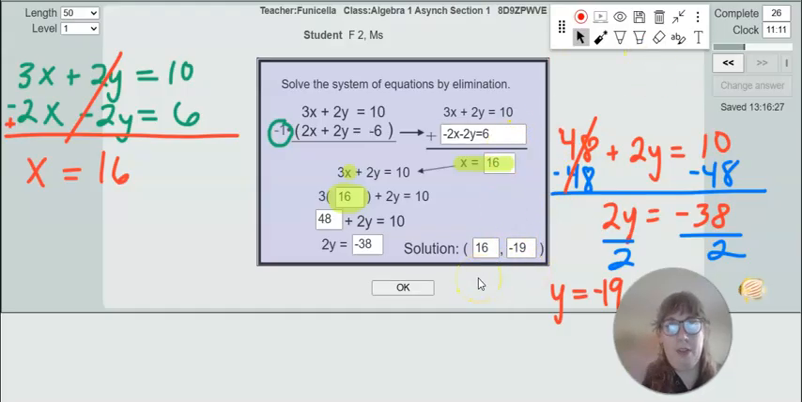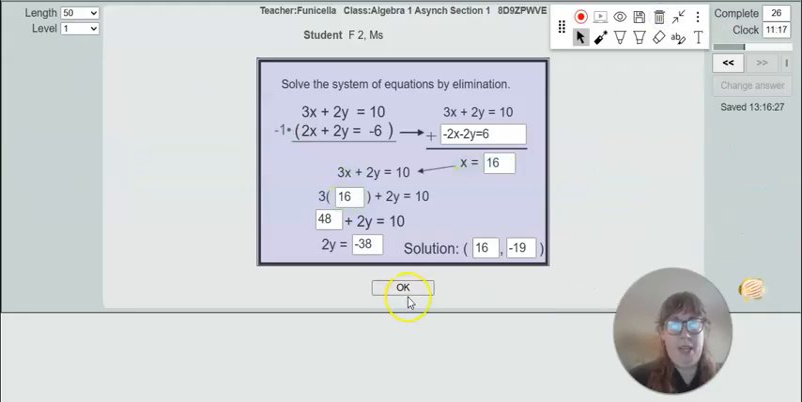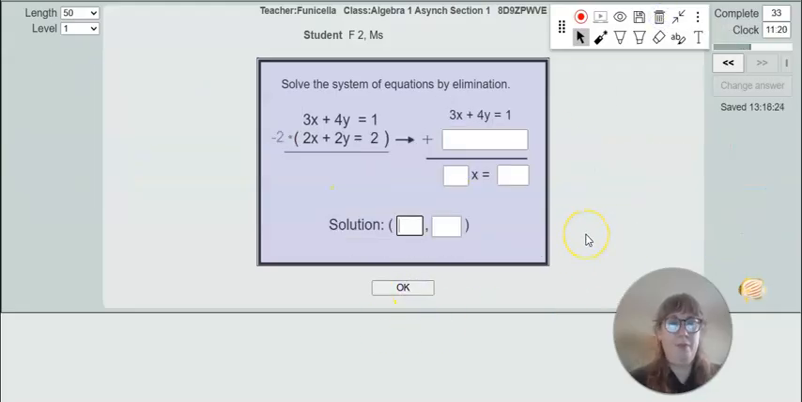Beautiful. When you feel good, go ahead and hit OK. I'm going to clear the board and hit OK. Beautiful.